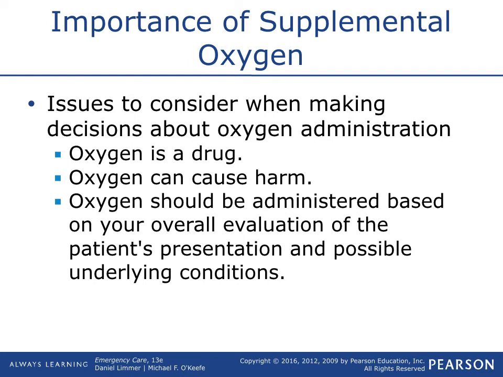Oxygen should be administered based on your overall evaluation of the patient's presentation and possible underlying conditions. So that's where you gauge what oxygen to give or how to give the oxygen and when. Like a non-rebreather, listen, not every patient needs a non-rebreather. 2 liters of nasal cannula is suffice for some people, but also a nasal cannula may not deliver what it needs to at a high flow rate. So high flow is a non-rebreather, but then maybe non-rebreather isn't working to get the pulse ox on.